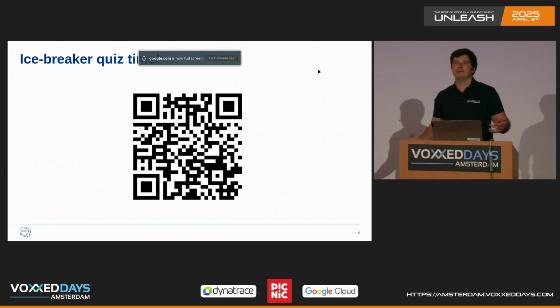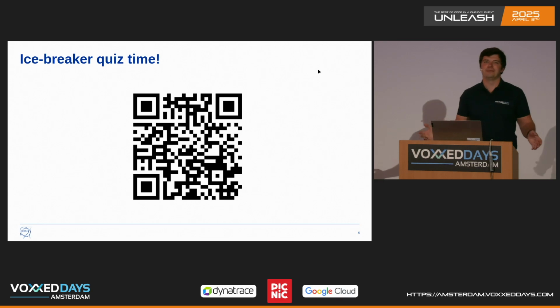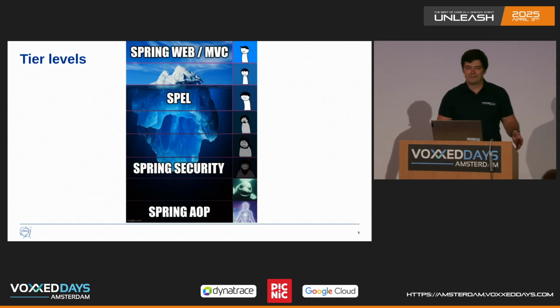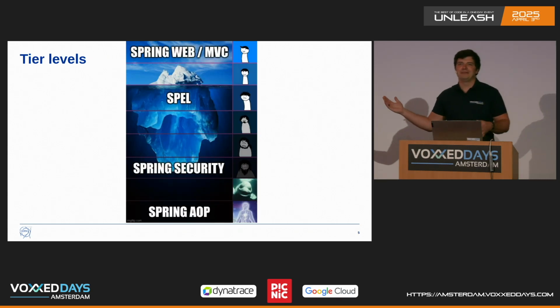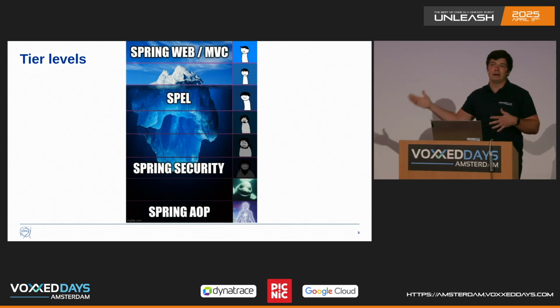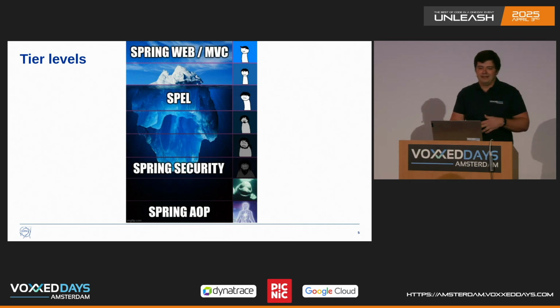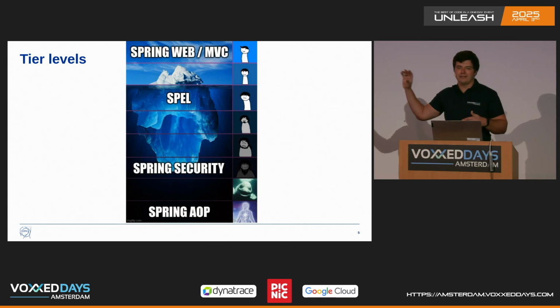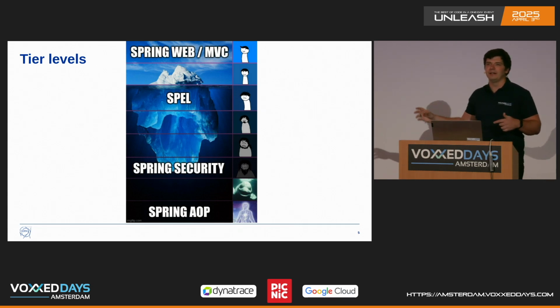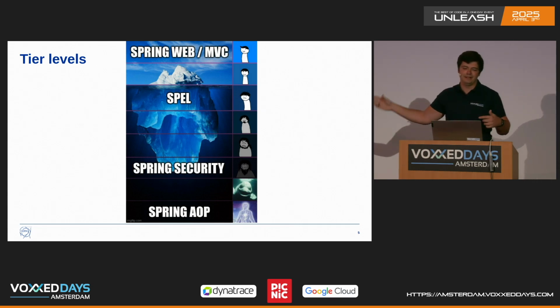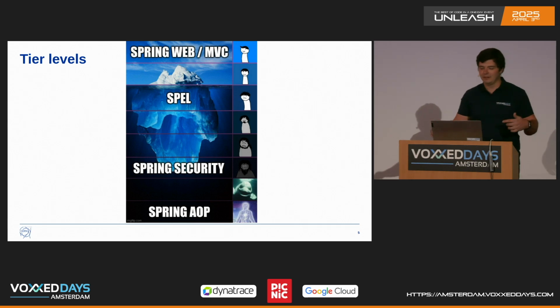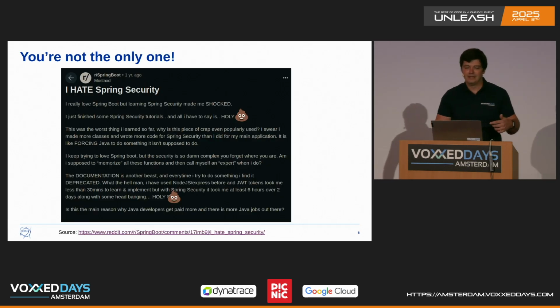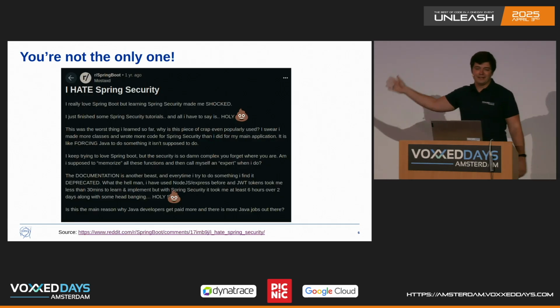Now that you've proven to me that at least some of you are knowledgeable on the subject, we're going to talk a bit about tier levels, right? Based on your answers from the previous quiz, it looks a bit like this. Spring Web is like this happy path land, then there's Spring, which is a bit more complicated. Then Spring Security, you really need to be a Linux user for that. And then Spring AOP, you need to be a bit godlike to actually understand what's going on there. And you're not the only person who thinks like that.